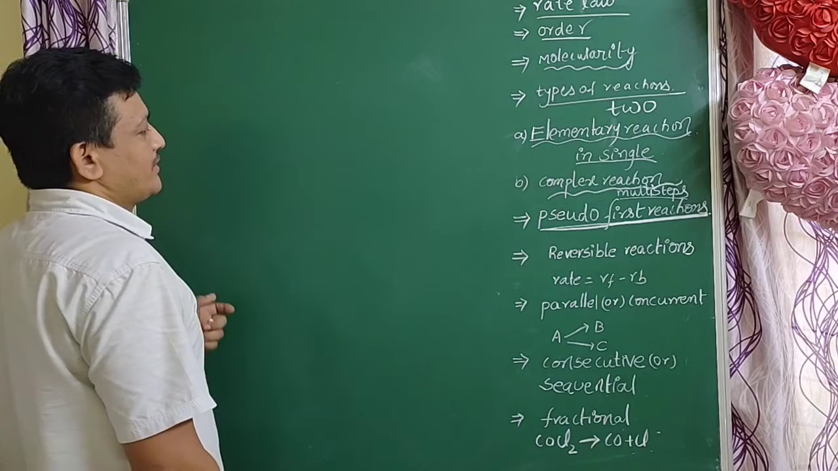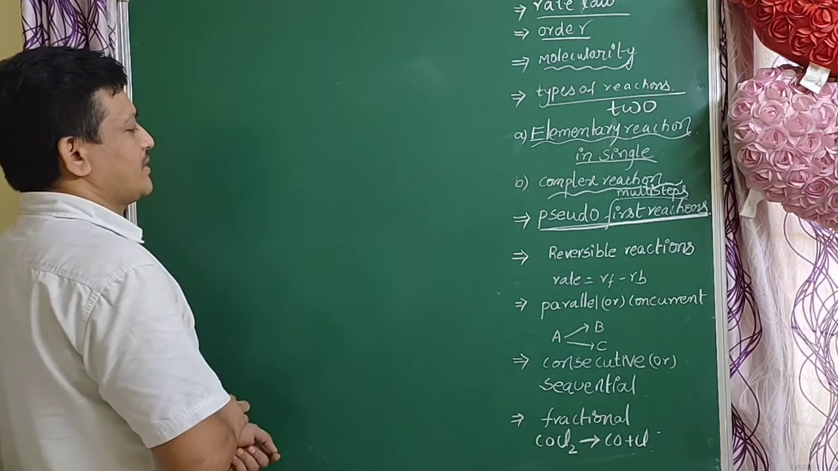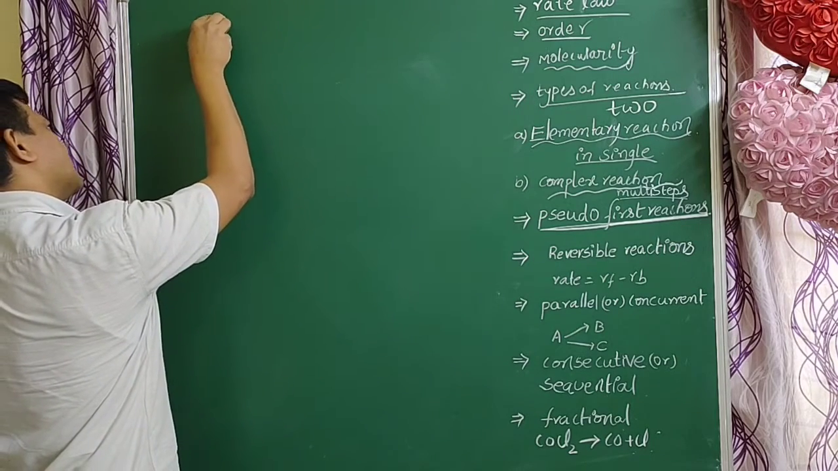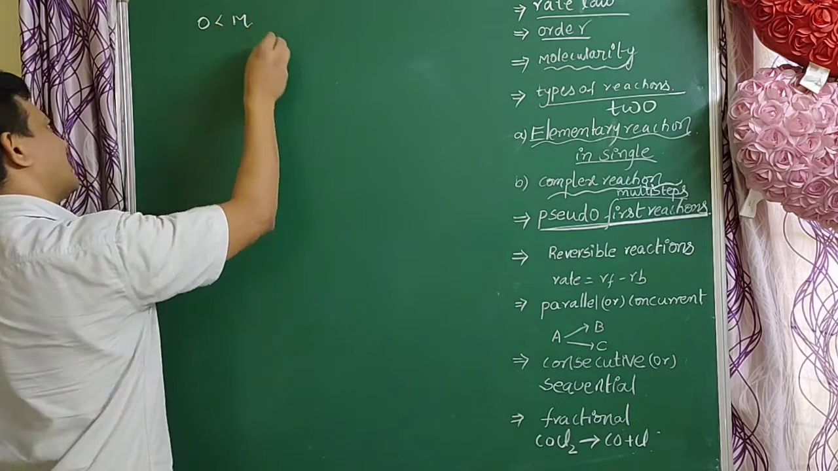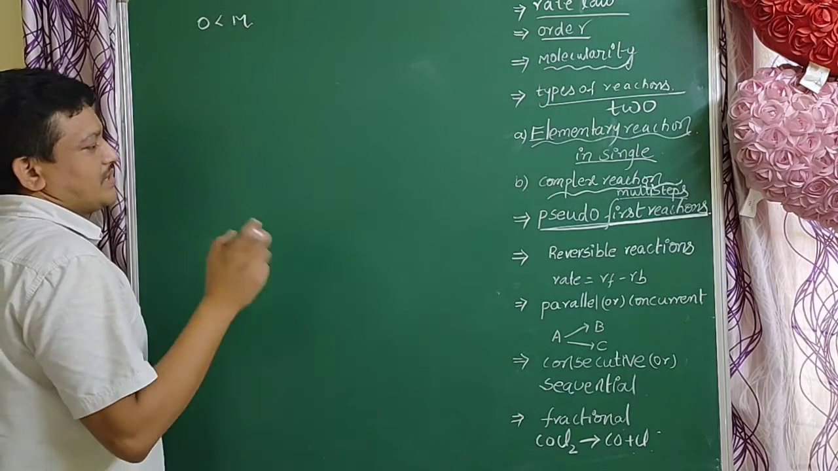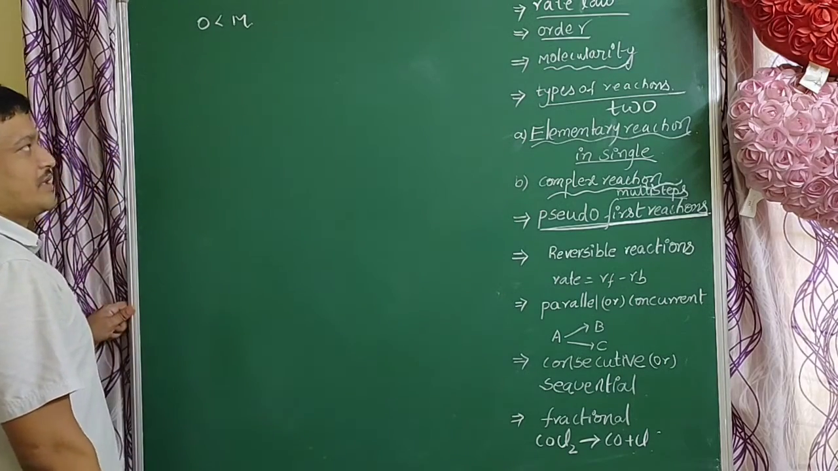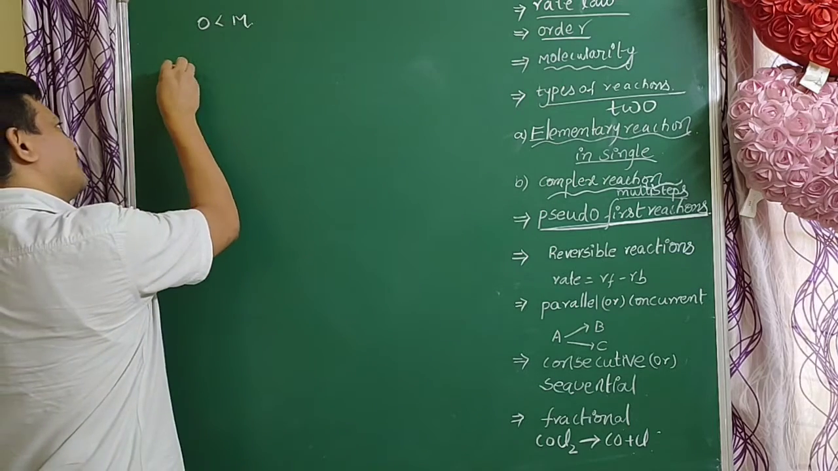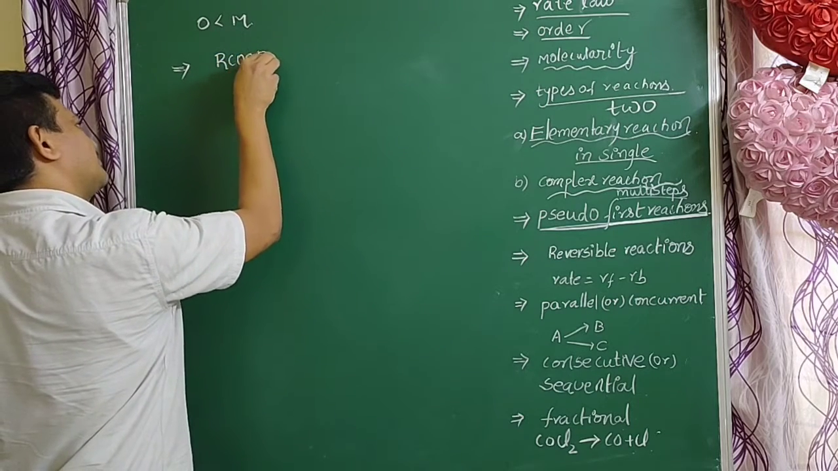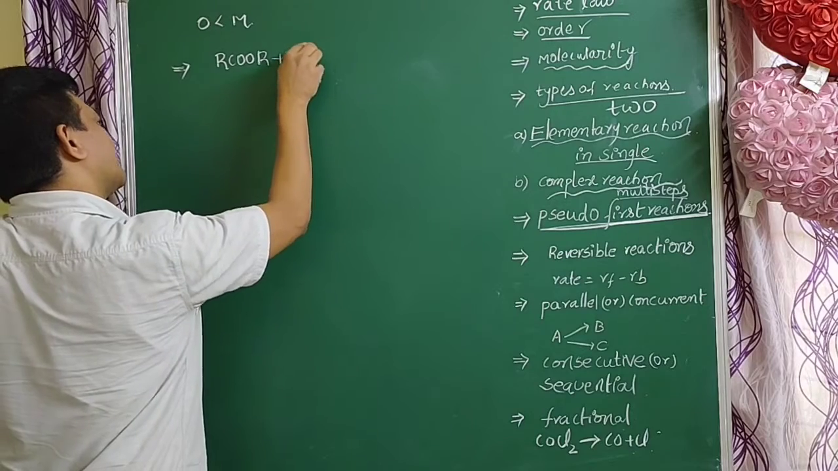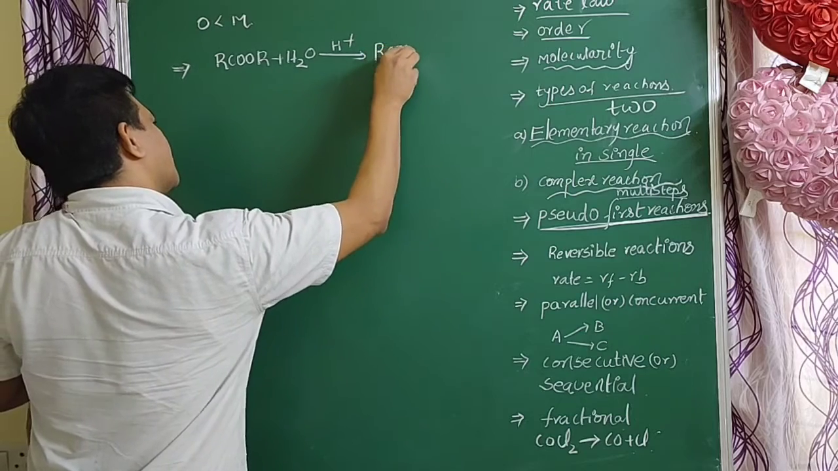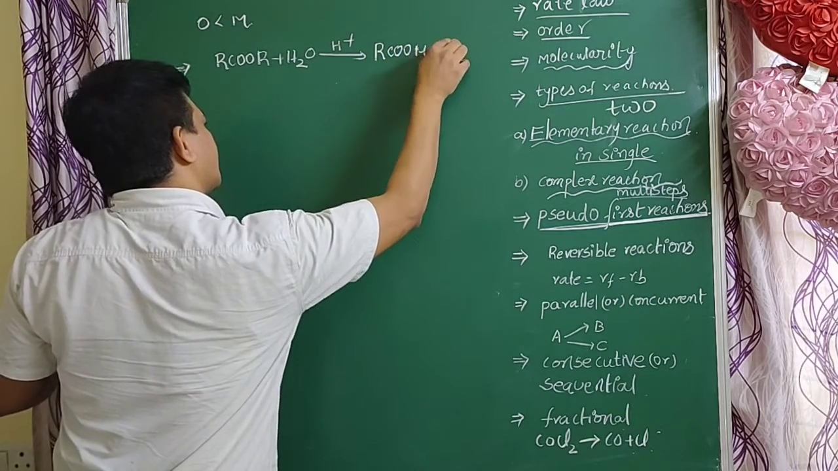Reactions where molecularity and order are different are called pseudo order reactions. The order of the reaction is always less than the molecularity of the reaction. These types of reactions are called pseudo order reactions. For example, ester hydrolysis in an acidic medium forms carboxylic acid plus alcohols.